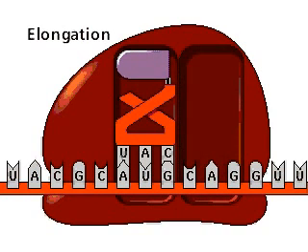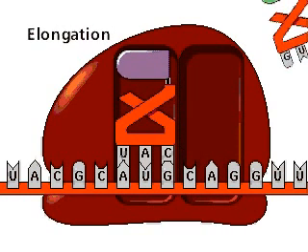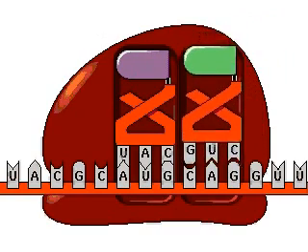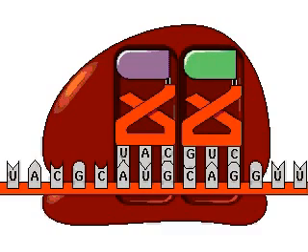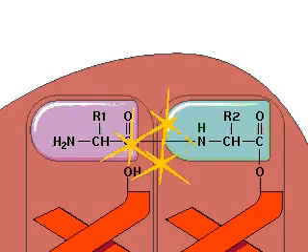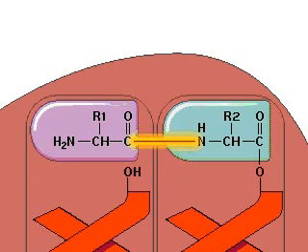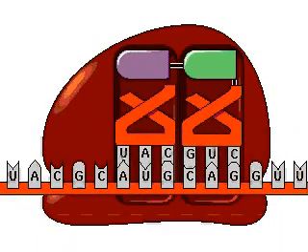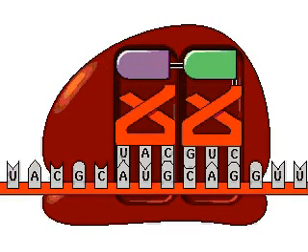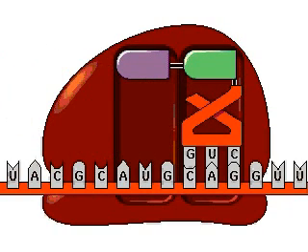Elongation begins when a second tRNA with its attached amino acid approaches. The tRNA matches its anticodon with the second codon of the mRNA and settles into the A site. The first amino acid is transferred from its tRNA to the second amino acid by another enzyme. A peptide bond forms between the 2 amino acids. The joined amino acids form a dipeptide that is now attached to the second tRNA. The first tRNA leaves the P site.